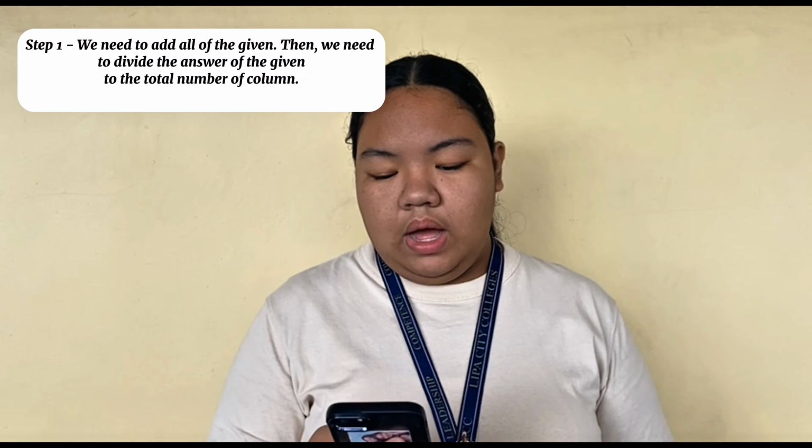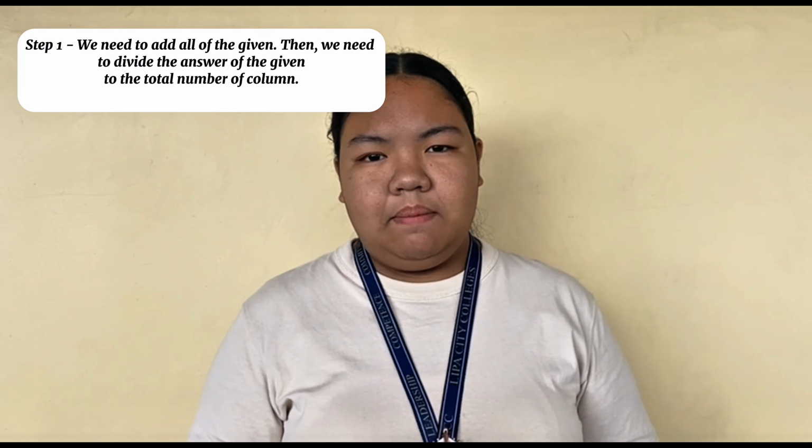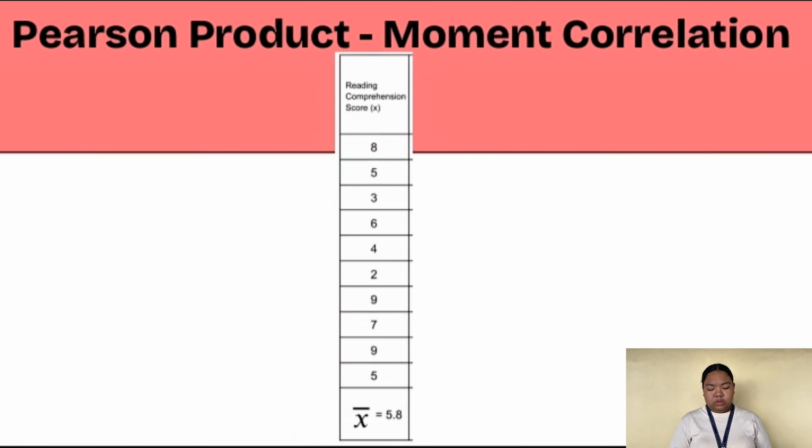Step 1, we need to add all of the given, then whatever the answer is, we need to divide by the number of items in the column. To compute this, for example, 8 plus 5 plus 3 plus 6 plus 4 plus 2 plus 9 plus 7 plus 9 plus 5 is equal to 58, then 58 divided by 10 is equal to 5.8. And the final answer for the first column is 5.8.